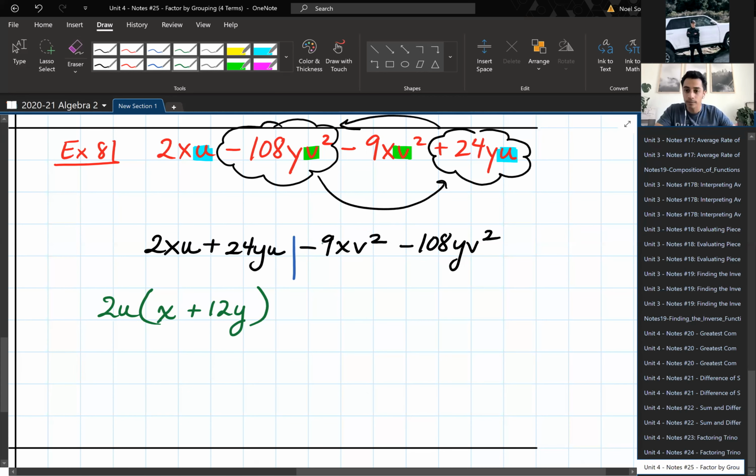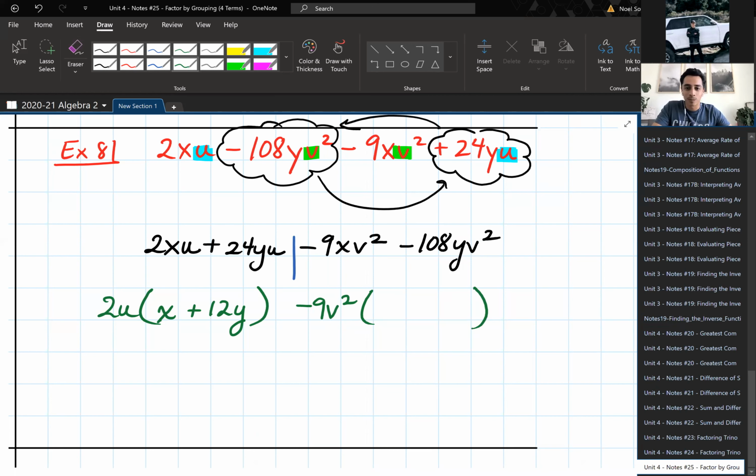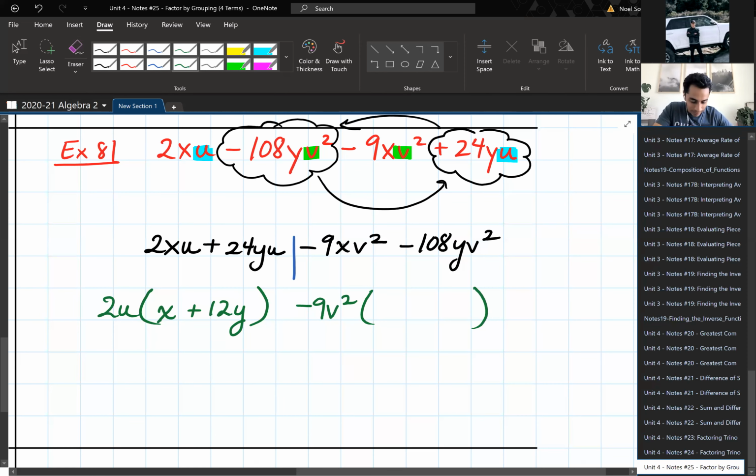Okay, right, leading term, -9. And they both can be divided by 9, right? So -9v squared, they both share v to the power of 2. So what's left over? Oh, you take it back, you agree. Okay. All right, so what's left? We divide -9xv squared by -9v squared. We're left with x. We divide -108 by -9. That should give us a positive 12. And the v squared divided by v squared should cancel, so we're left with just y.